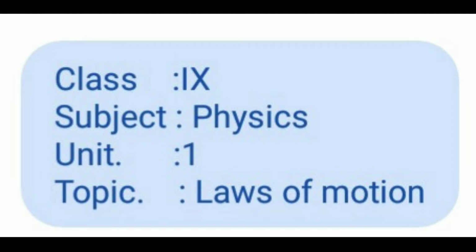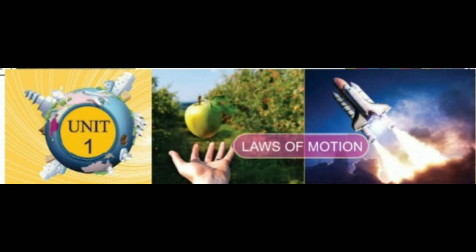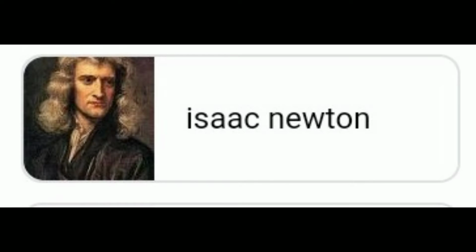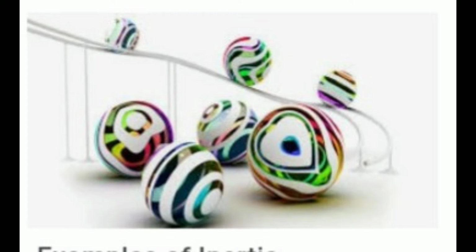Today, I take the topic Unit 1, Laws of Motion. First of all, motion. What is meant by motion? Motion means one object moves continuously with respect to time. That is motion. For example, a moving car, moving bus, moving bicycle, moving two-wheeler are all examples of motion.